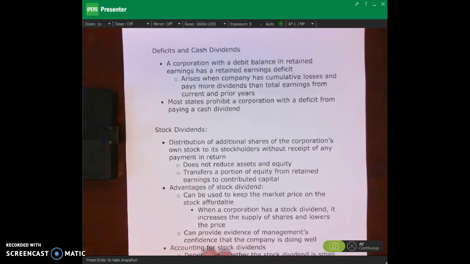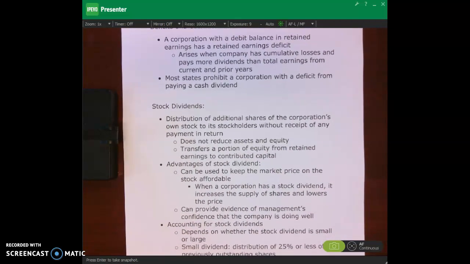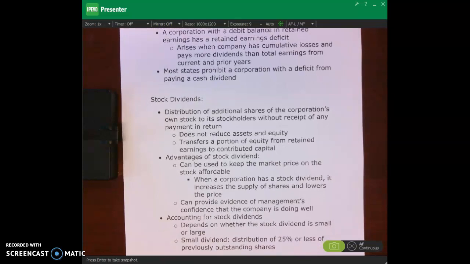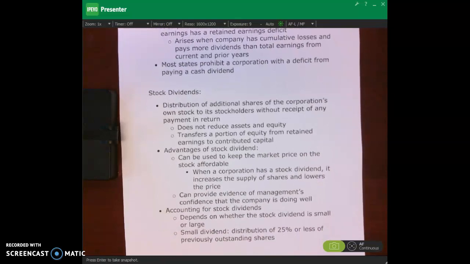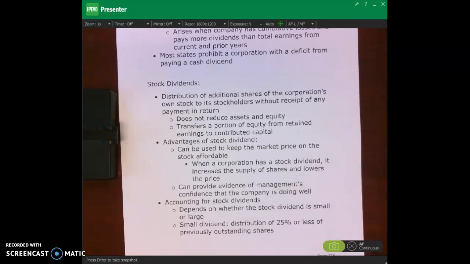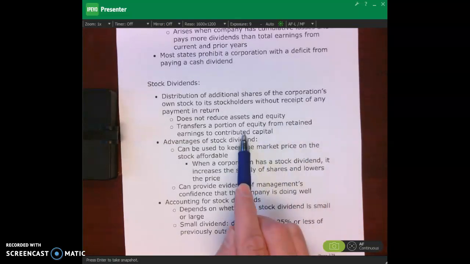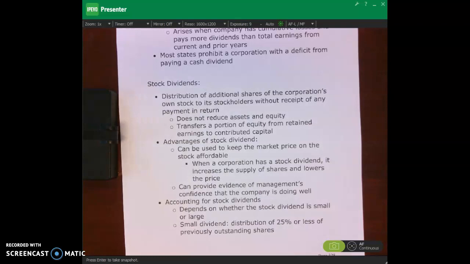So we just talked about the journal entry for cash dividends, but we can also issue additional stock. So we can have stock dividends. What is a stock dividend? It's additional shares to our stockholders. What this does is it doesn't reduce our assets or equity, and it transfers some of our equity from retained earnings to our contributed capital.